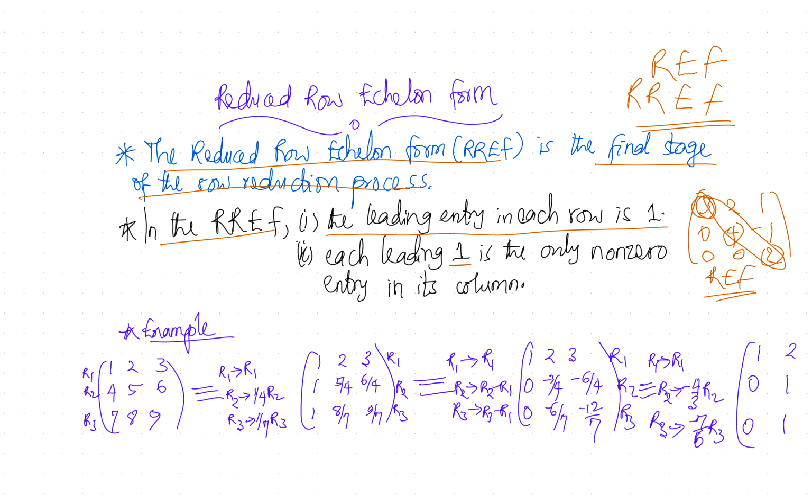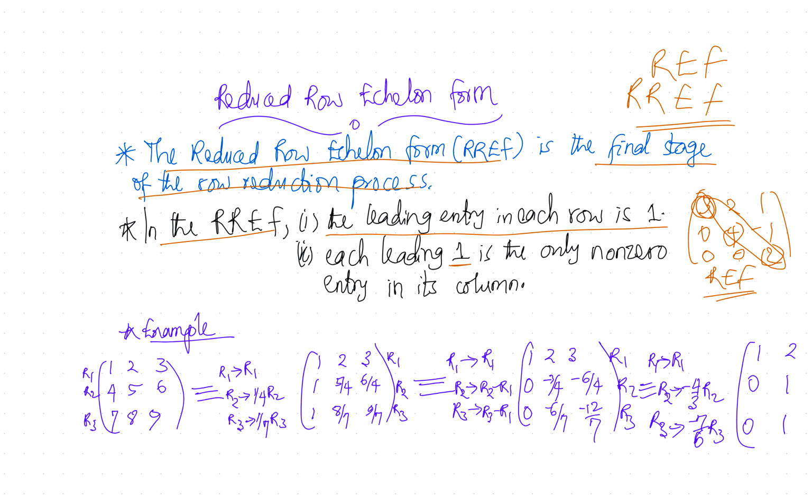once you have 1 somewhere, like once you have 1 here, everything below it should be 0. Once you have 1 here, whatever is below or above it should be 0 also. Once you have 1 here, everything above it should be 0. So that is the additional thing: each leading one is the only non-zero entry in its column. Okay, so to drive that home, let's take this simple example.